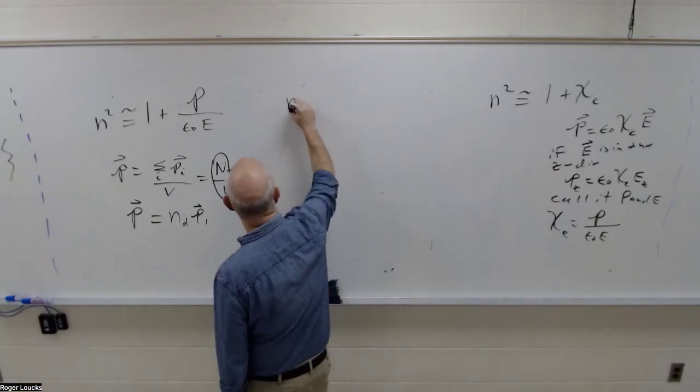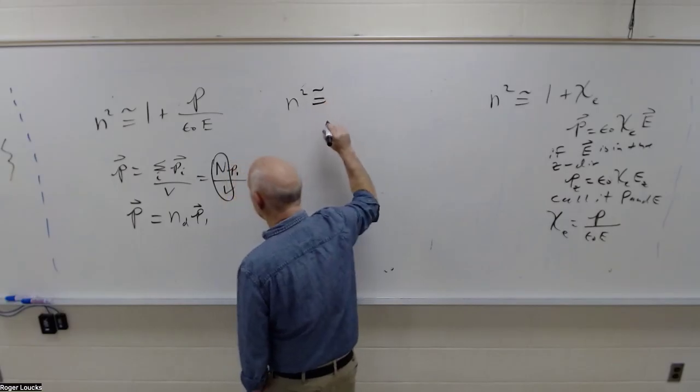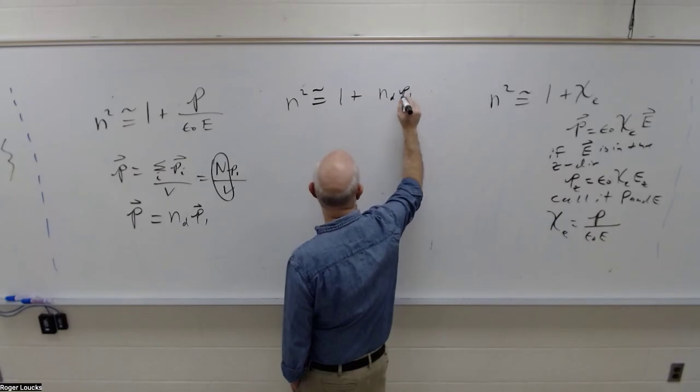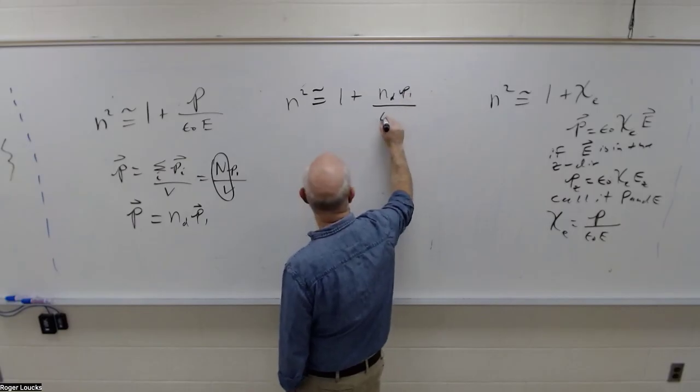So what do I have? We have n squared is approximately 1 plus n sub d times P of just one of these guys, over epsilon naught E.